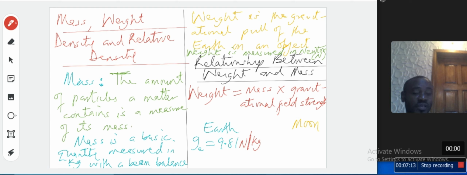Gravitational field strength on Earth is 9.81 Newton per kilogram. The one on the moon is 1/6 of it. Can you work out 1/6 of 9.81? That's 9.81 times 1/6, or divided by 6.